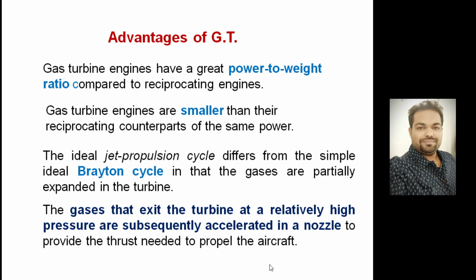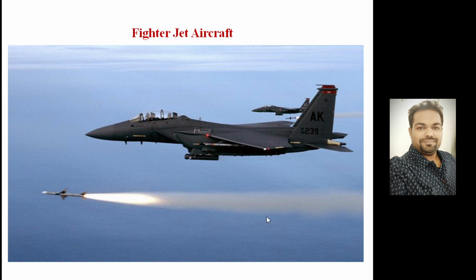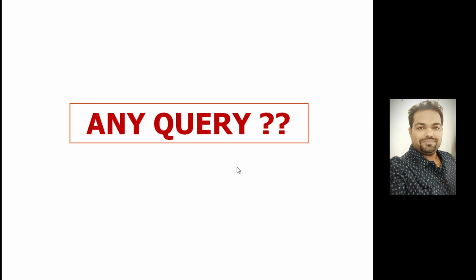But in an ordinary gas turbine cycle, immediately after the expansion in the turbine, it is getting expelled to the atmosphere. In jet propulsion, after partial expansion in the turbine, the rest of the gases are getting expanded in the nozzle. So this is one of the pictorial presentations of the jet aircraft, which is using the jet propulsion cycle. So these are basically the air standard cycles which we have covered.